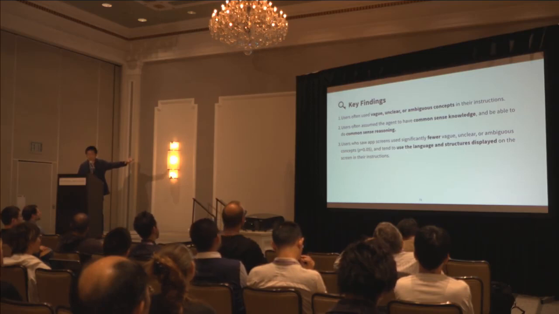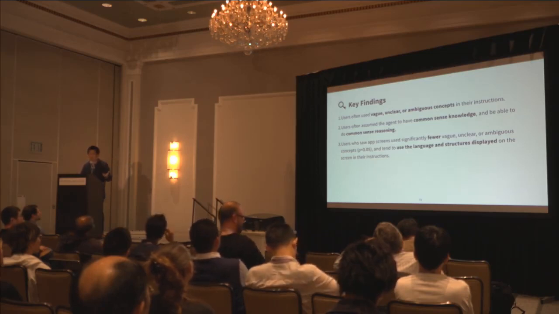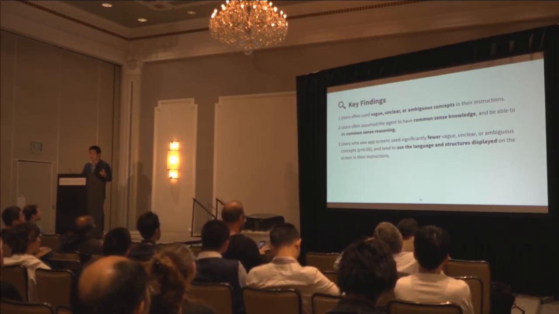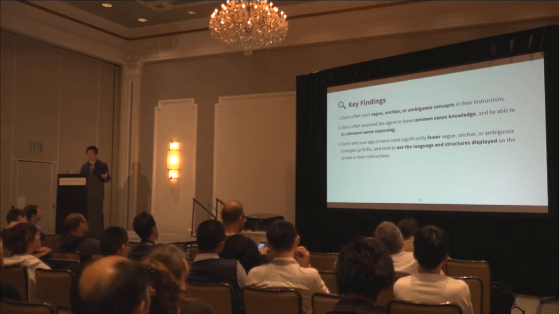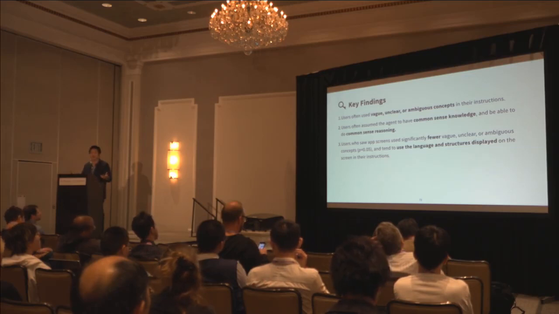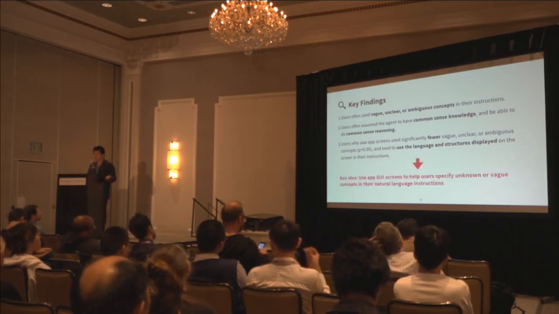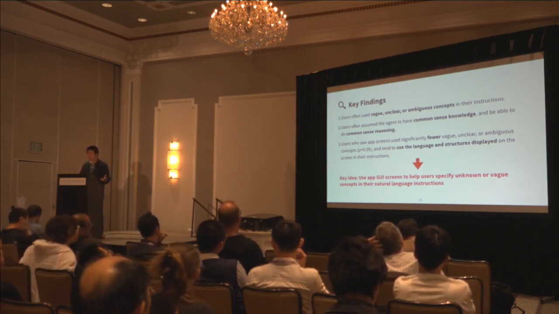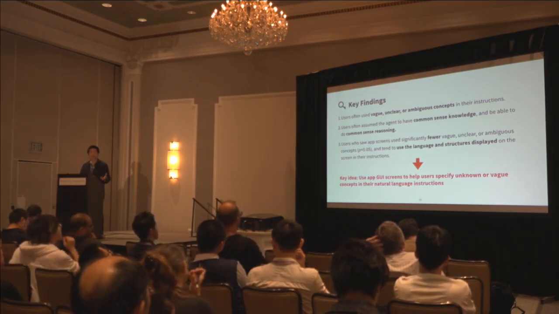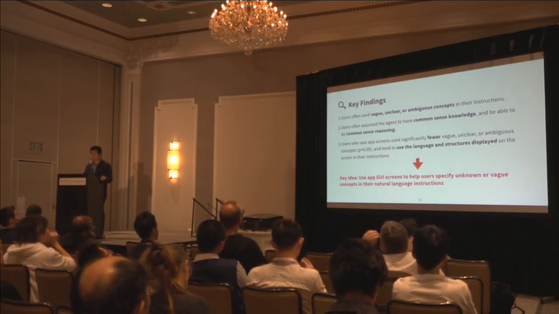Between the two groups, users who saw app screenshots used significantly fewer vague, unclear, or ambiguous concepts. They also tend to use the language and structures from the app screenshots they see, which would make the natural language understanding part much easier from a systems perspective too. These findings confirmed our earlier hypothesis. App GUIs can help end users specify concepts in their natural language instructions.